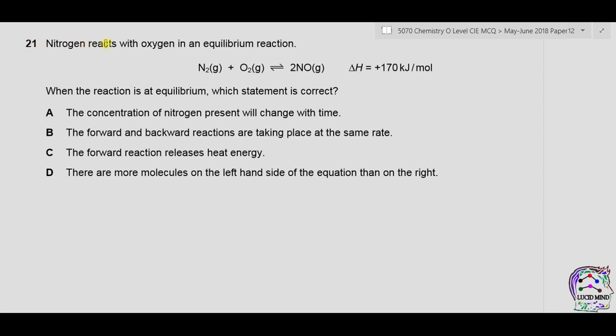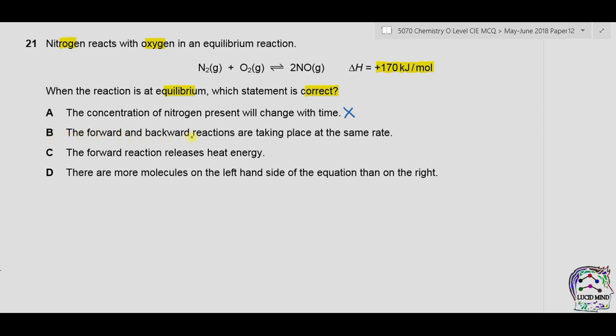Question 21. Nitrogen reacts with oxygen in an equilibrium reaction. Enthalpy change is positive, which means that the reaction is endothermic in nature. When the reaction is at equilibrium, which statement is correct? Part A. The concentration of nitrogen present will change with time. Now in an equilibrium reaction, the rate of forward reaction is equal to the rate of backward reaction, and at equilibrium the concentration of reactants and products is always constant. It does not change with time.